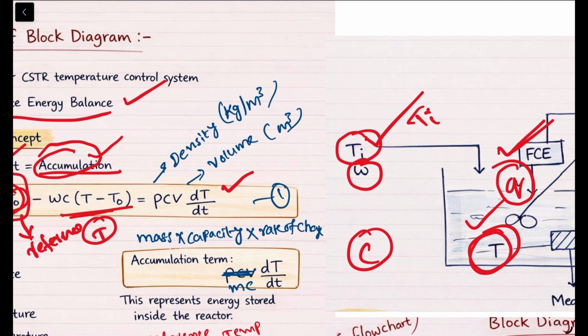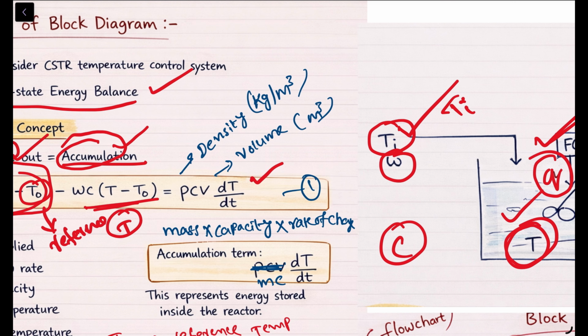So this accumulation term can be written as rho Cv into dT by dt. That means mass into heat capacity into rate of change of reactor temperature. Mass means rho into V. Rho is the density, in kg per meter cube, and V is the volume in meter cube, so the meter cube will cancel and kg will remain. So here rho is the density of the fluid, V is the reactor volume, and C is the heat capacity.